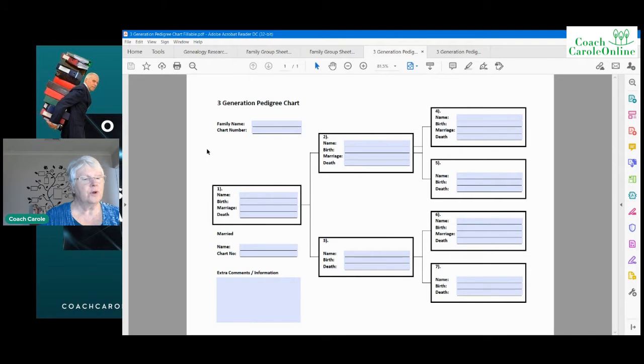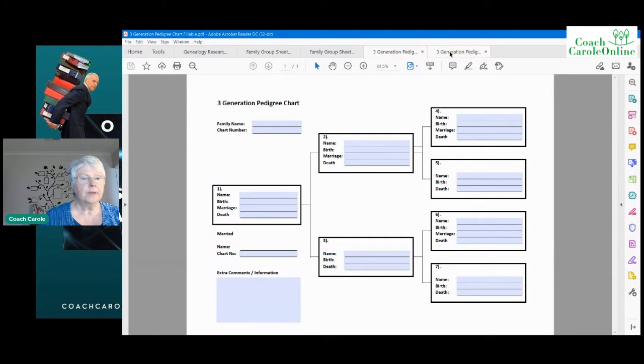And in that, you'll note that you've got a space for the family name at the top, the name of your focus person here, who they were married to, and his or her parents here and here, and then branching out into the 3rd generation for the great grandparents. Down at the bottom, there's a space where you can put in extra comments or information, something that will spur you on to something new to research about your ancestor.